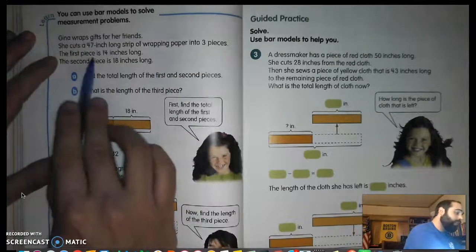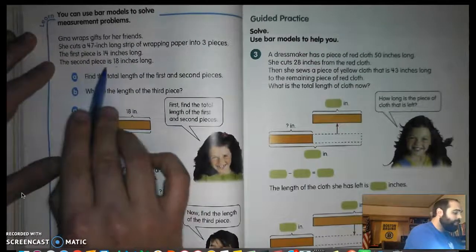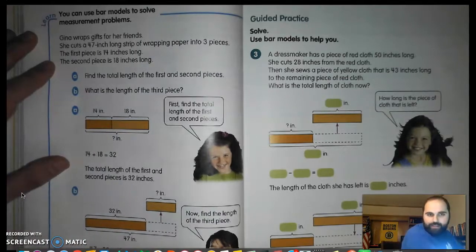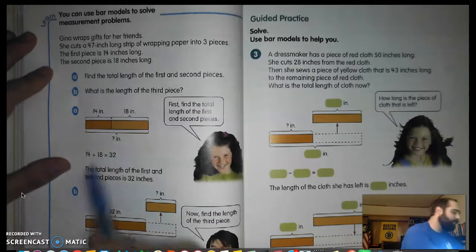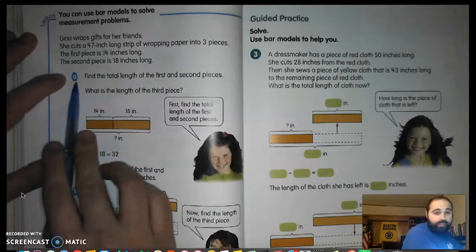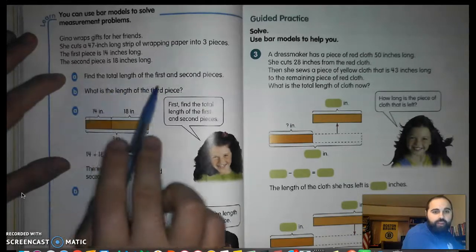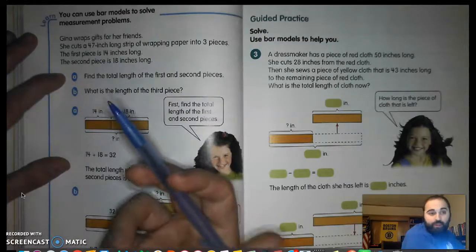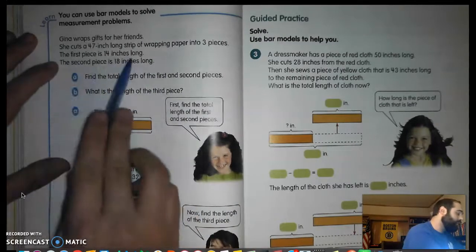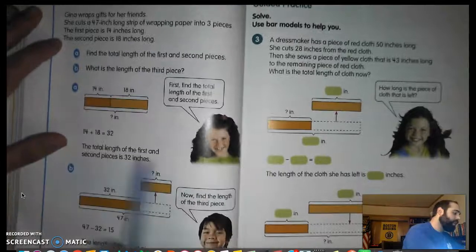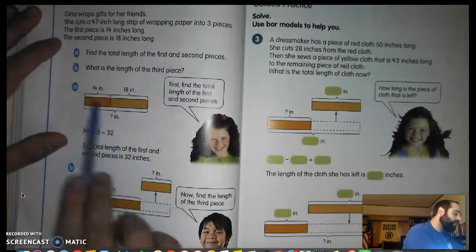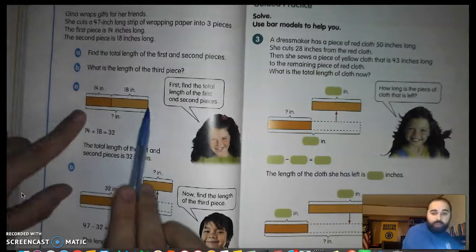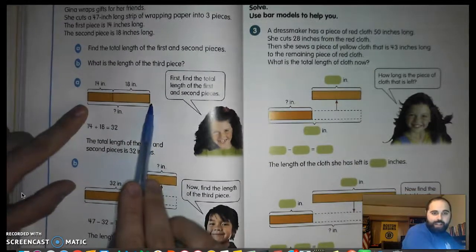We know that the first piece is 14 inches long. The second piece is 18 inches long. All right, we got all of our information that we have. Now let's go and see what the questions are. A, and we're only going to focus on A right now. Find the total length of the first and second pieces. All right, well, we have those numbers, right? We know that the first piece is 14 inches, the second piece is 18 inches. So they've made a bar model right here to show it for A, 14 and 18, because we're finding the total of both. It's not a subtraction problem, we're adding them together.